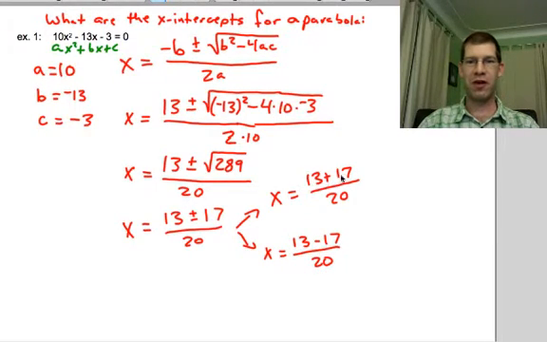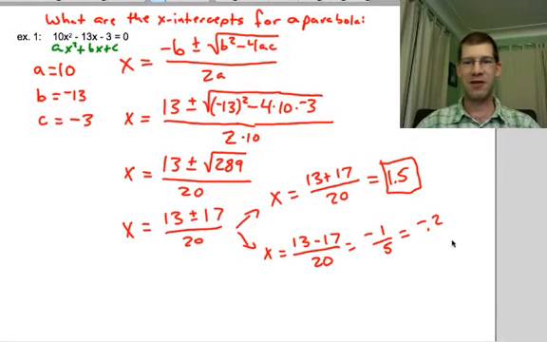So I end up with 30 over 20, which will be 1.5 or 3/2. And then here I have a negative 4 over 20, so that should be negative 1/5, or negative 0.2. So then those would be the two answers. One x-intercept is going to be a positive 1.5, and one x-intercept is going to be a negative 0.2.